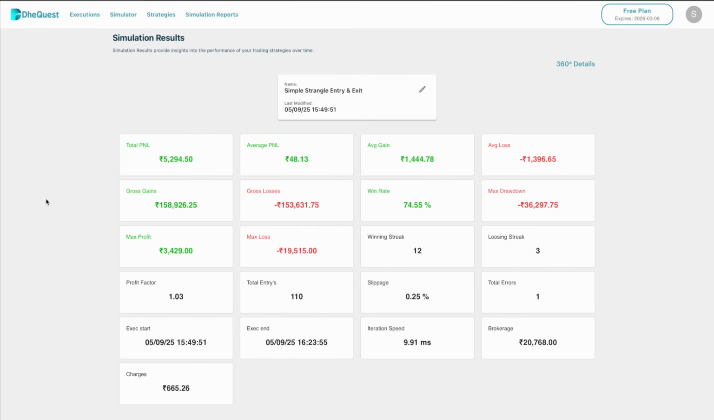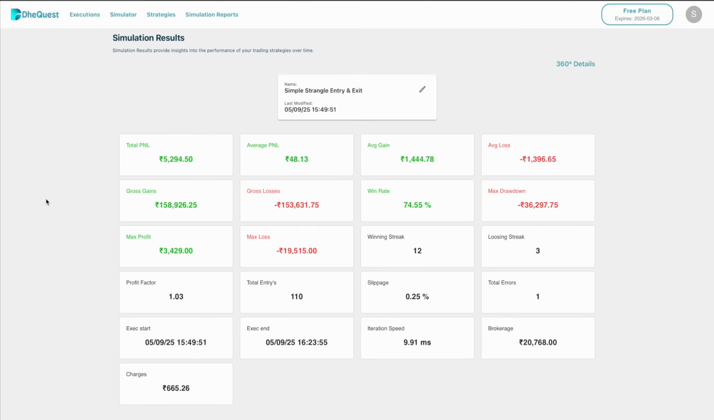Max drawdown. This is the maximum drop from a peak to the lowest point of your capital during the test. Max profit. This is the single highest profit from one trade. Max loss. This is the single largest loss from one trade. Winning streak. This is the maximum number of profitable trades in a row. Losing streak. This is the maximum number of losing trades in a row.